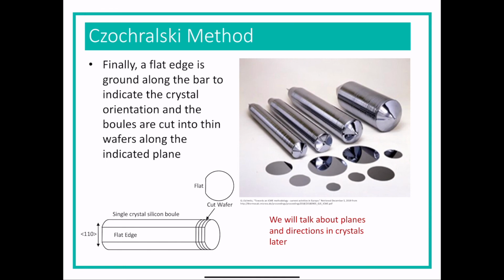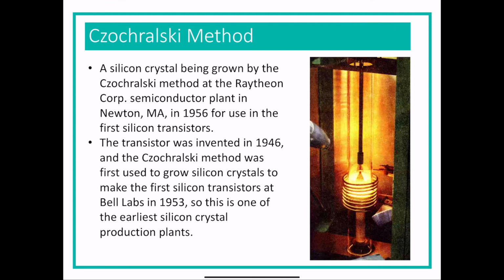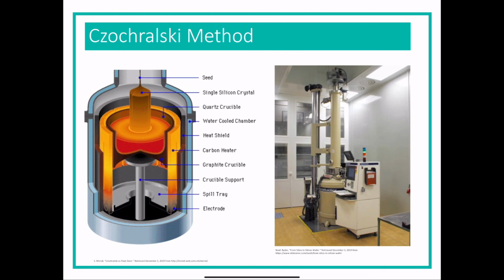So this is actually a picture of somebody making a silicon boule, and it is from 1956, and actually this is a picture of one of the first places they manufactured silicon, because they started manufacturing them in 1953. So this is really, really soon after they started manufacturing silicon. And this is a cutaway of what the puller looks like, and then on the right there's a photo of an actual puller.